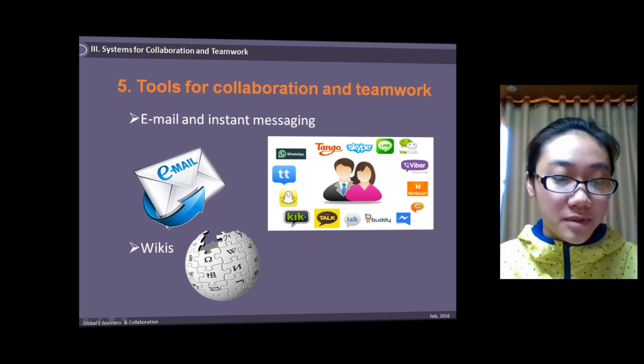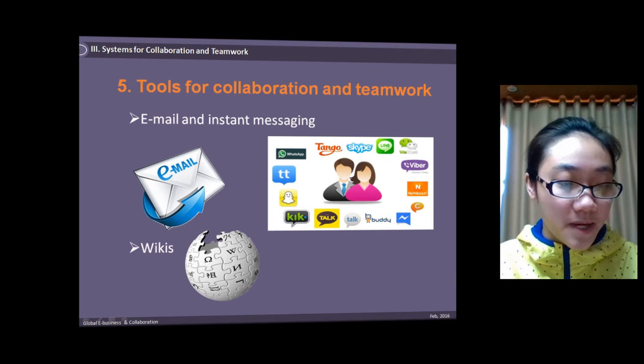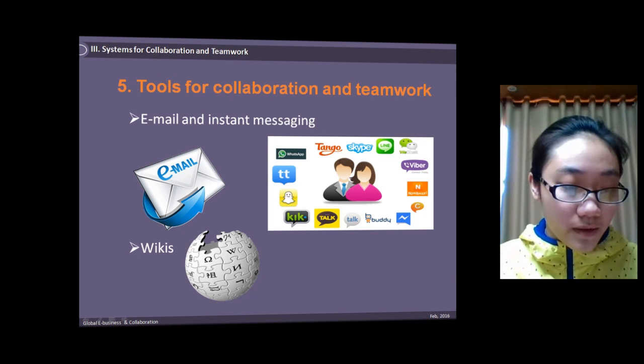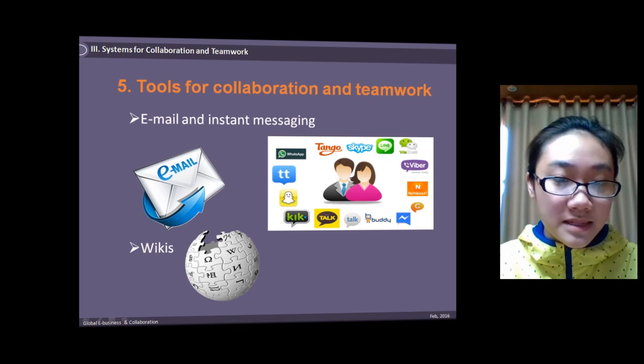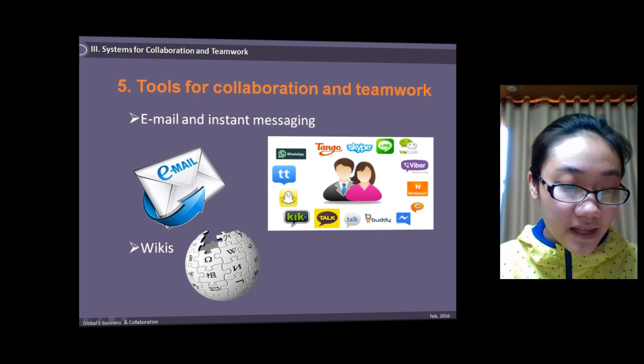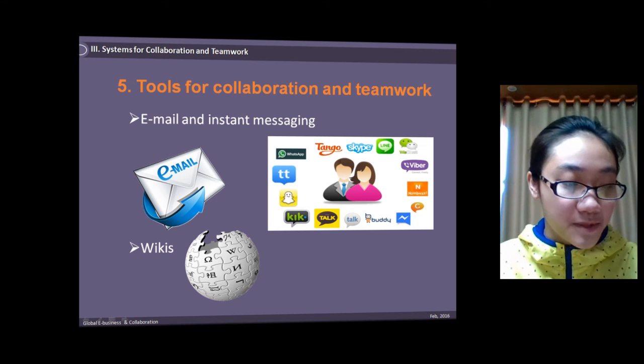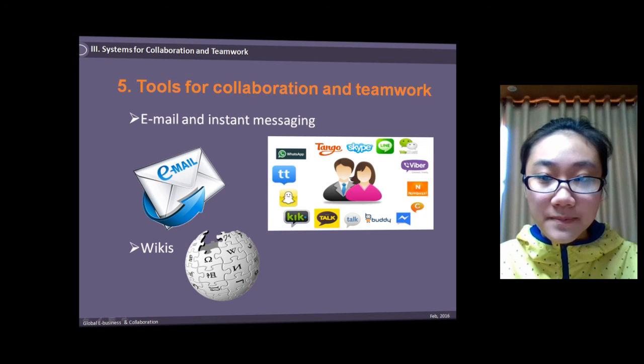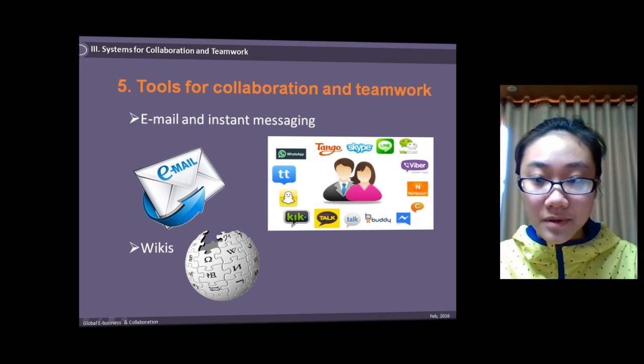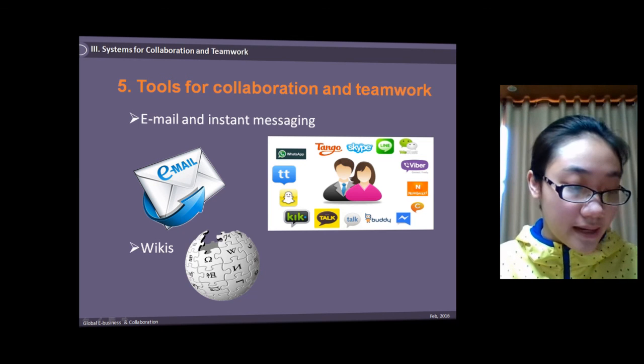Here are some types of tools for the application of information systems in business. The first is email and instant messaging. This feature already names several apps for you, such as Skype, Line, email, Viber, KakaoTalk.